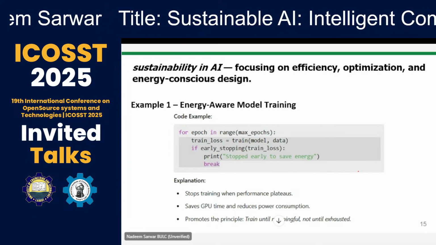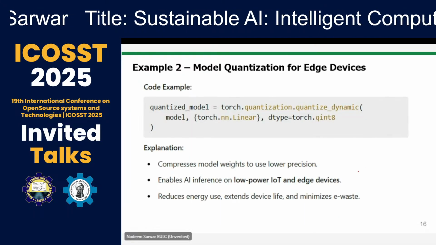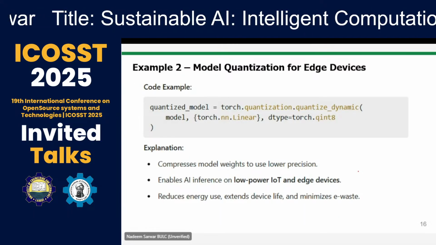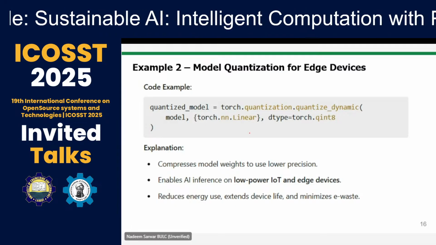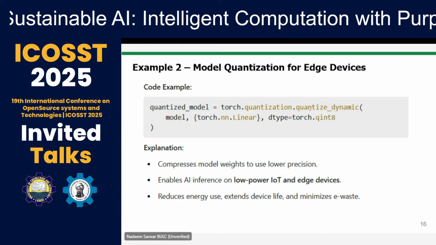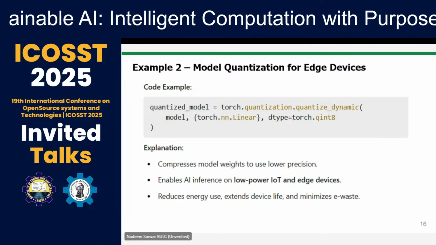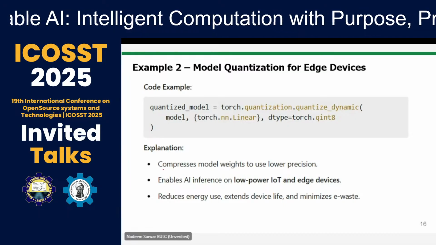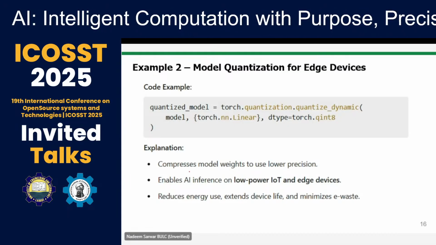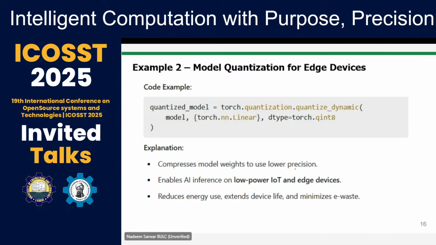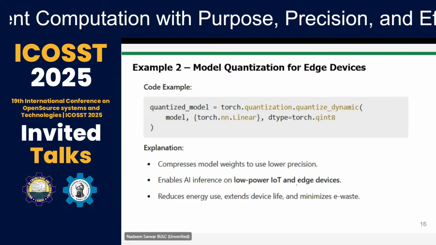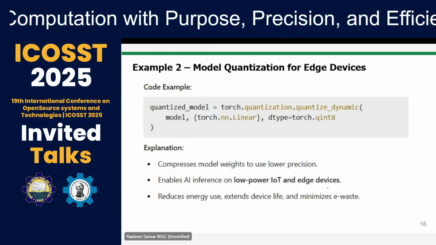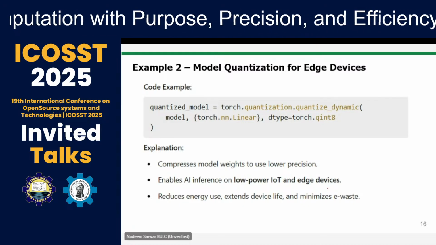Thank you. And here is the second example, model quantization for edge devices. This is also a code example. If we use the torch.quantization.quantize_dynamic function, it will help us decrease energy consumption. It compresses model weights to use lower precision and enables AI inference on lower-power IoT and edge devices, and also reduces energy use, extends device life, and minimizes waste.